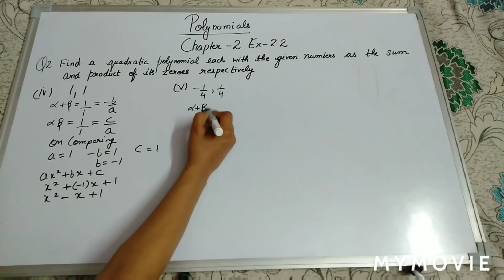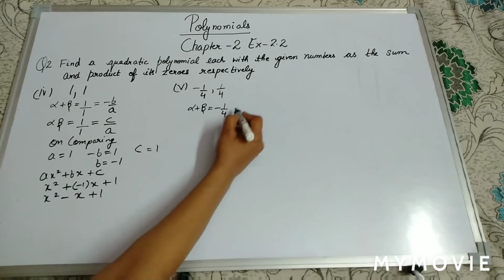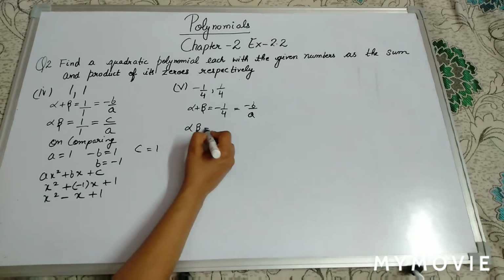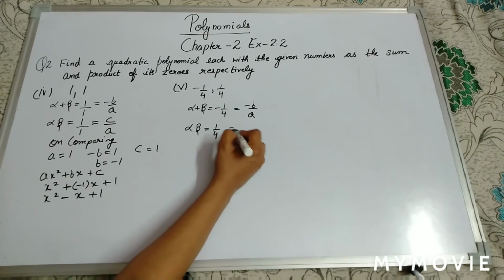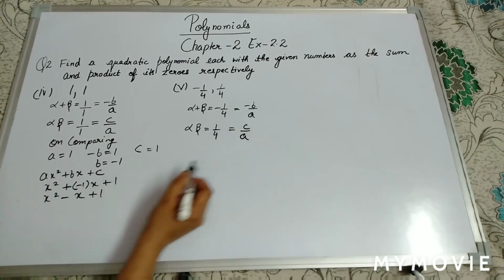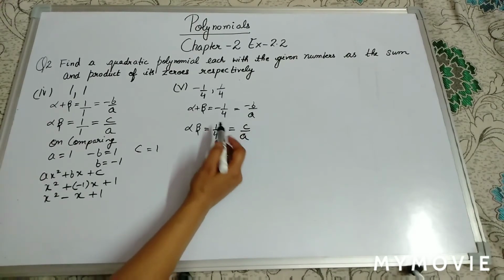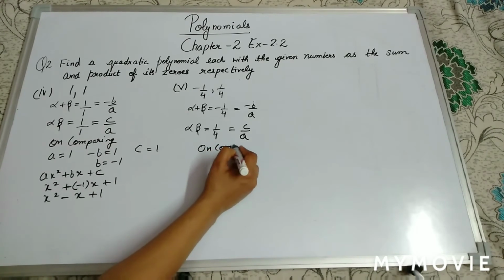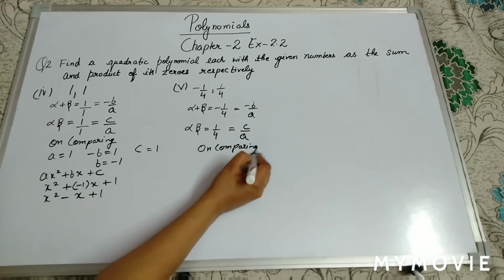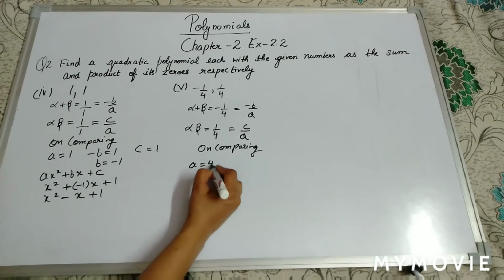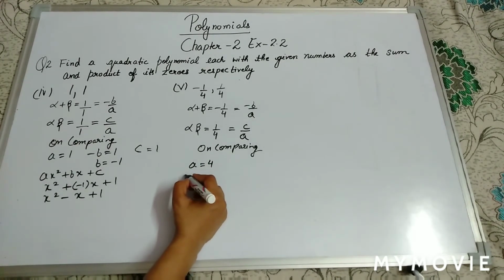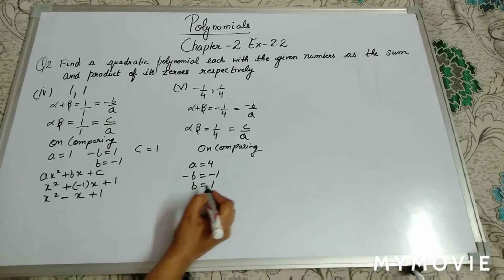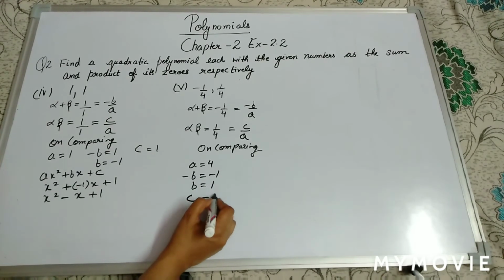Alpha plus beta is equal to -1/4, that is minus b by a. And the product of zeros is equal to 1/4, which is equal to c by a. Now see, on comparing, the value of a is 4, here also it is 4, that means you don't need to multiply anything. On comparing, what you will get, the value of a is 4, the value of minus b is -1, so the value of b will be 1, and the value of c is 1.